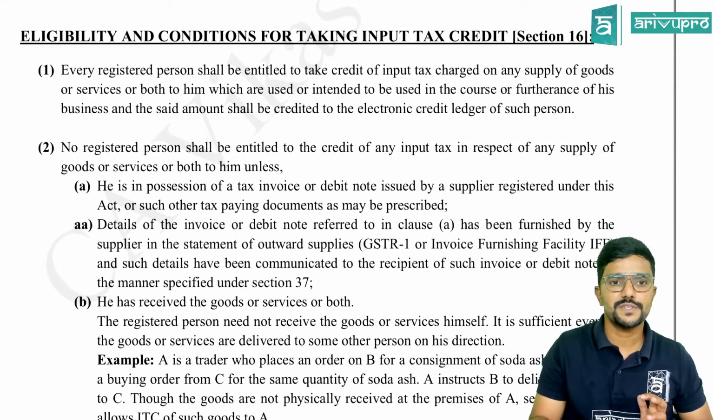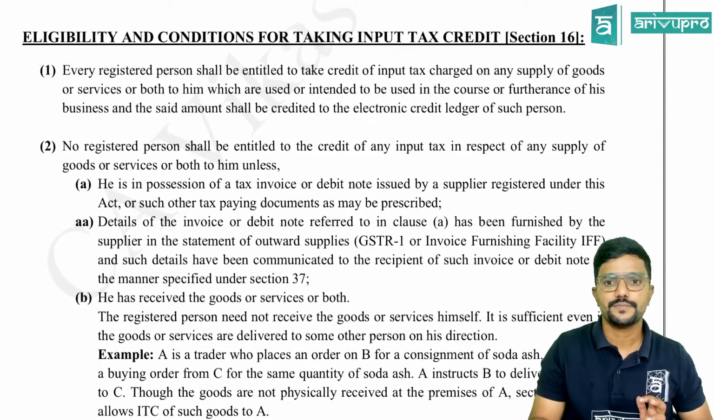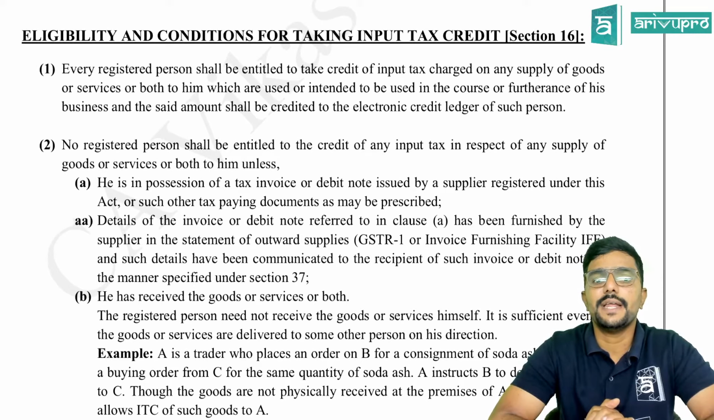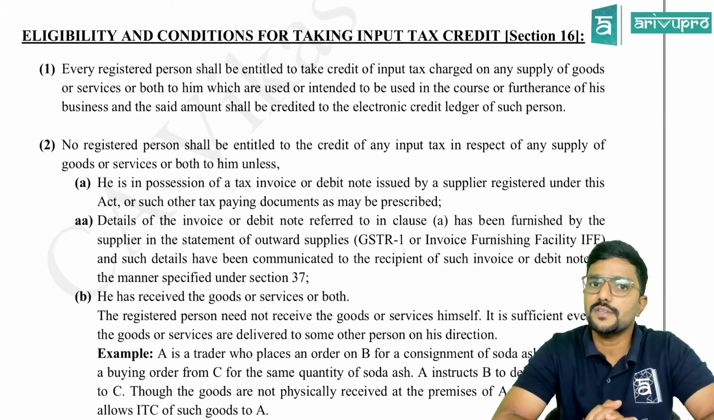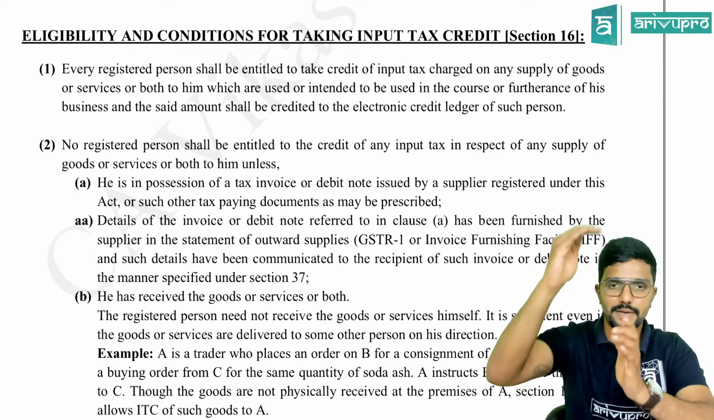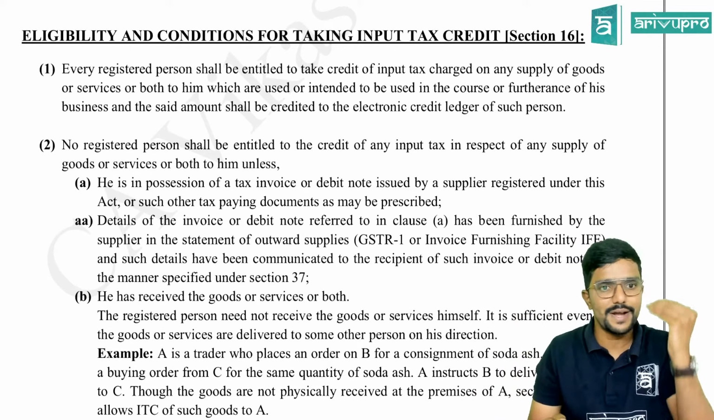Coming to section 16. Eligibility and conditions for taking input tax credit, section 16. It has various subsections. One by one we will discuss. I have given it in the order itself, subsection 1, 2, 3.